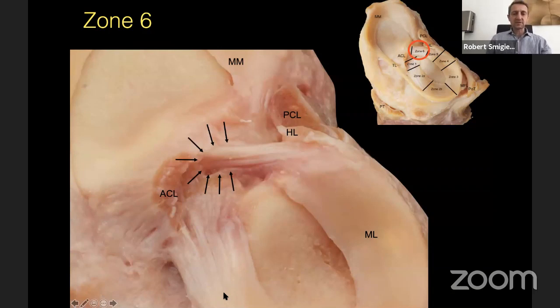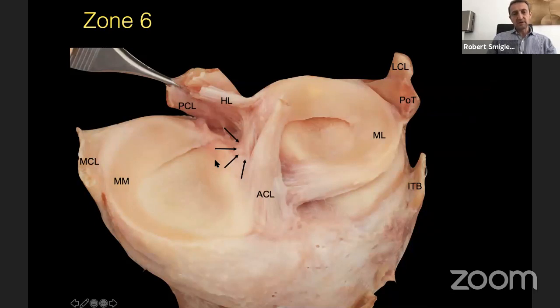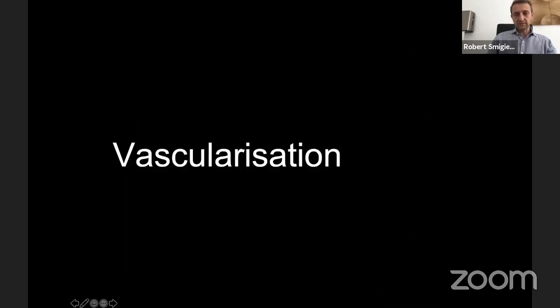This is zone 6. Zone 6 is the area of the posterior root. This is not the posterior root, this is the meniscotibial ligament. Especially here, I would like to show you, because it's above the posterior root of the lateral meniscus, and the lateral meniscus posterior root is under the meniscotibial ligament. This is very important for the meniscus stability.